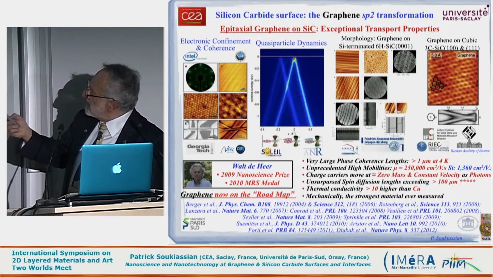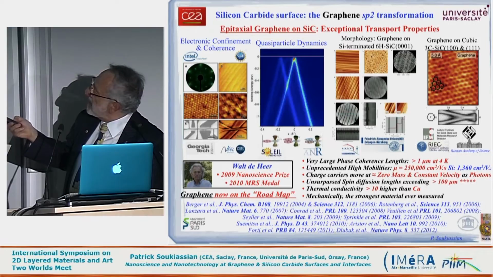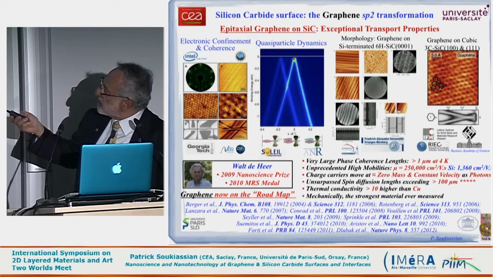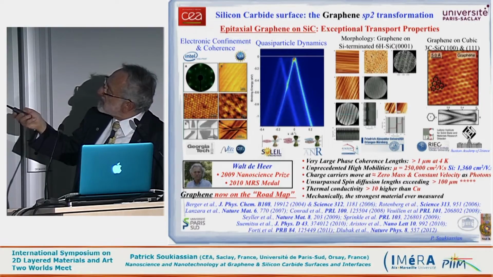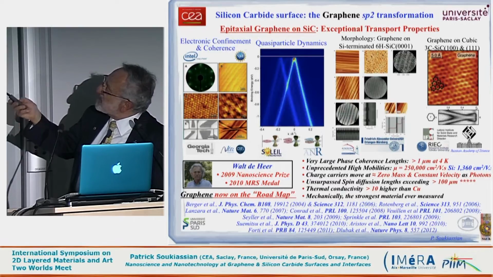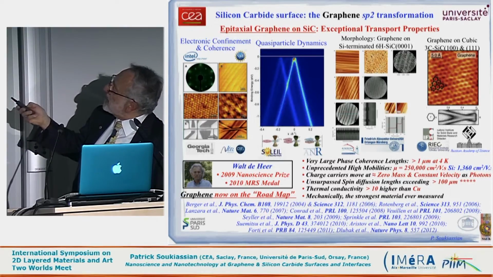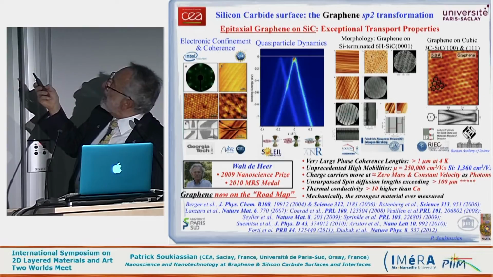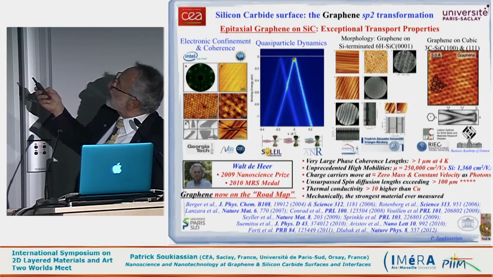And a good method that has been developed by Walt de Heer and Claire Berger, who is French, working there from CNRS. And Conrad and many others, and we worked with them. They developed the so-called furnace method. And when you look at what was predicted, the quasi-particle dynamics, you find a very strict, almost ideal Dirac cone. But other methods have been developed in Germany by Thomas Seyller and co-workers. It has also been developed on hexagonal silicon carbide. This is on cubic silicon carbide.